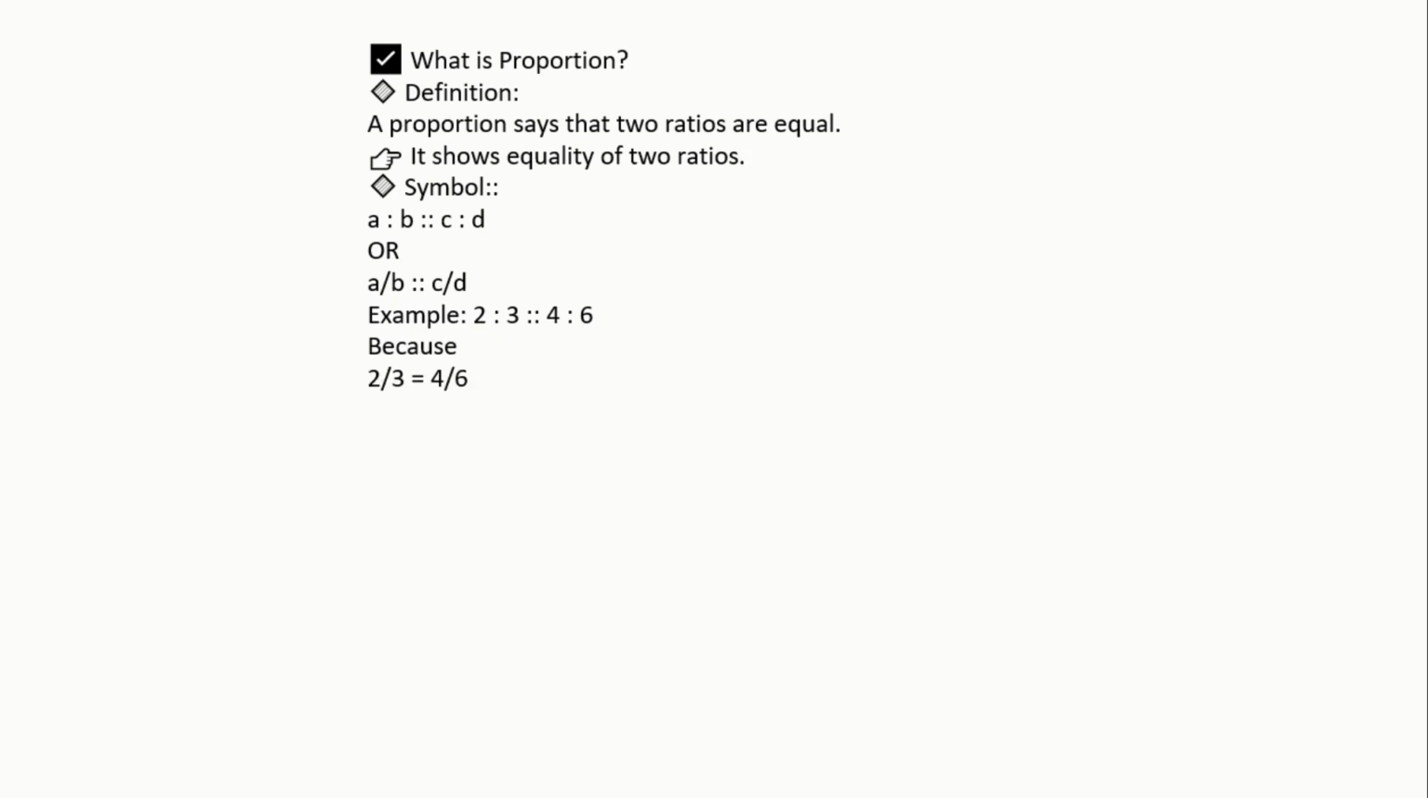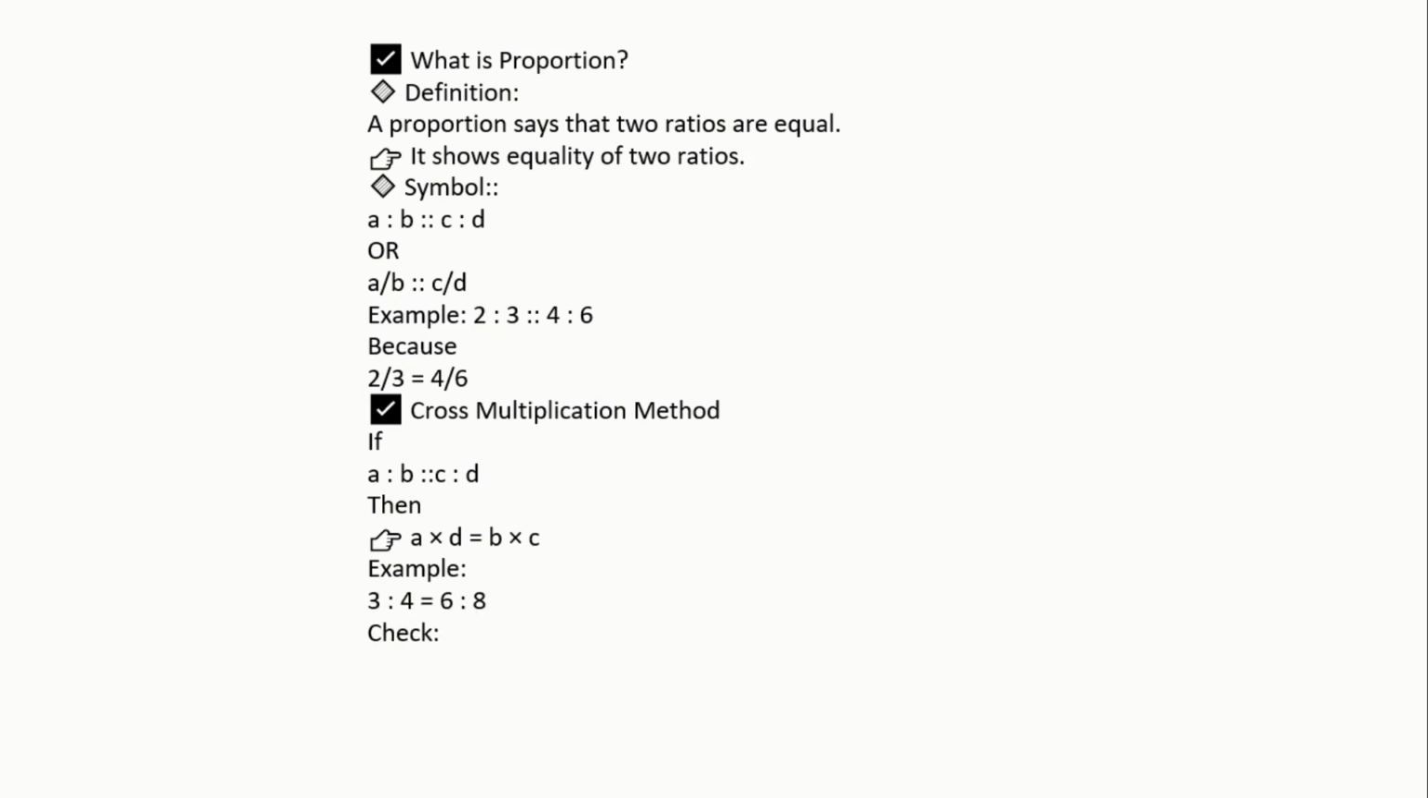So it means 2 by 3 is equal to 4 by 6. If you cross multiply, A is to B proportion to C is to D, then what will happen? A into D is equal to B into C. So for this example, we'll just apply that.